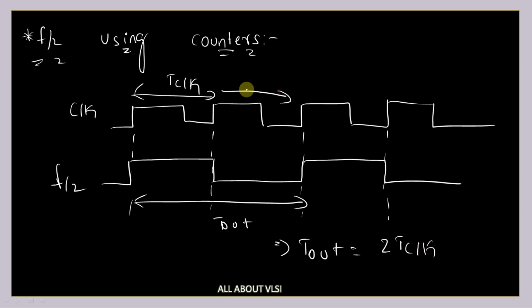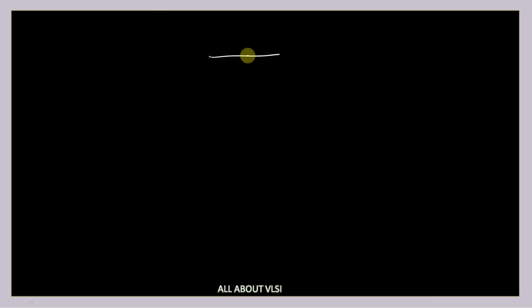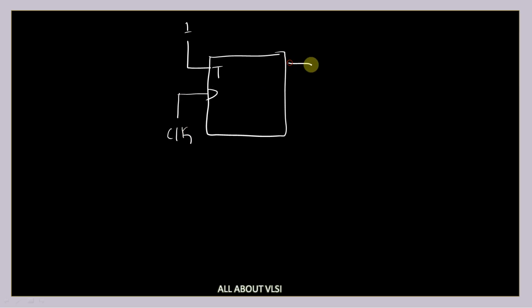You can see, right? T out is equal to 2 times T clock, and my output frequency is 1 by 2 times F clock. If I take the reciprocal, I get my output frequency, which is my clock frequency by 2. So this is how your waveform is going to look. And how do we get frequency division by 2? A simple circuit we can take: a simple T flip-flop, connect the input as 1 and connect a clock, and this output is my f by 2.